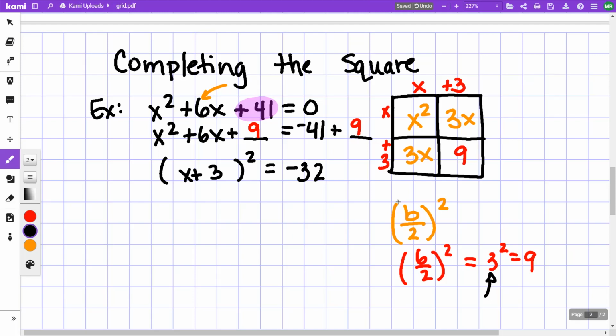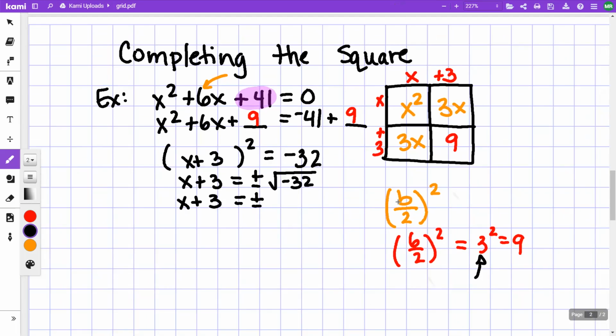So now what I'm going to do is square root both sides. So this is going to be an x plus 3. When I square root this side, I'm going to get a positive and a negative always. Square root of a negative 32. So I'm going to get another imaginary situation. Now, when I'm taking the square root of a negative 32, I can rewrite this. And the square root of a negative 32, you want to think, is there a perfect square in 32? So in 32, let me just kind of jot it over here.